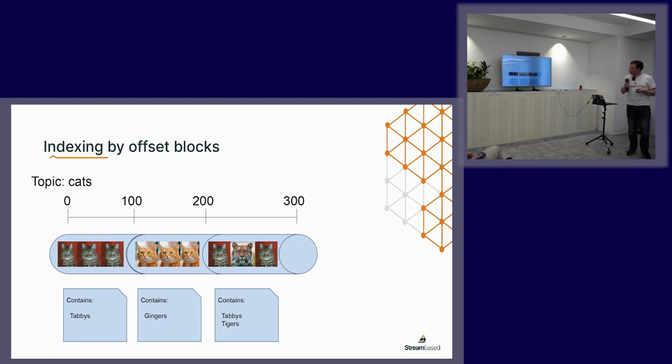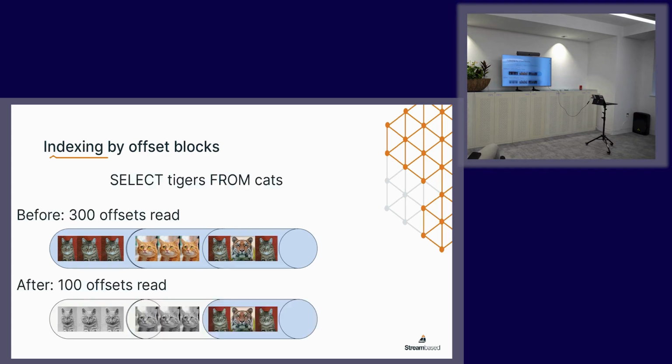Obviously, I'm going to show you the example on the screen with the core use case for Kafka, which is storing pictures of cats. And we can see from this angle, we've got offset 0 to 100 contains only tabbies. And we've created our index that says that. Offsets 100 to 200 contains only gingers. And offsets 200 to 300 contains tabbies with the odd tiger snapped in. By having that index, we now know that if we just want to select out the tigers, we don't need the first 200 offsets. We can skip over them, and we've already just made ourselves a 3x speed up by doing nothing else. Fantastic.